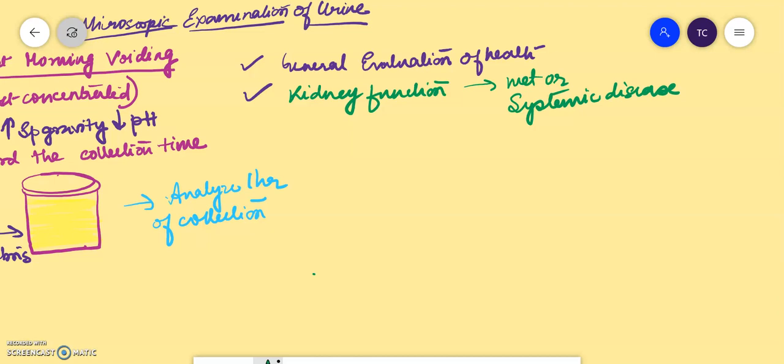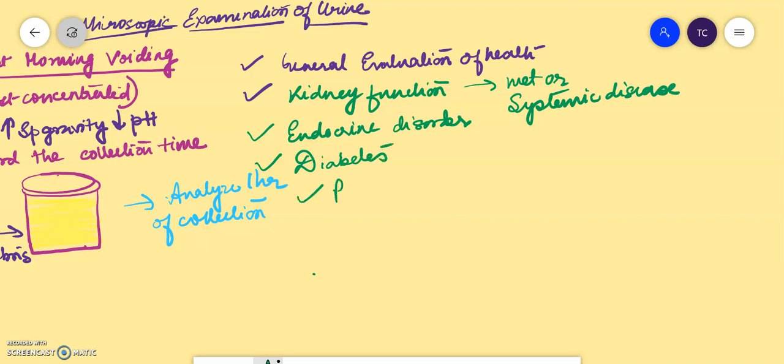Diagnosis of endocrine disorder, 24-hour urine studies are often ordered for this test, and diagnosis of disease or disorders of the kidney or urinary tract has to be there. So diagnosis of endocrine disorder can be done. Diagnosis of disorders of the kidney and urinary tract. Monitoring of patients with diabetes, that is very important. Testing for pregnancy and drug abuse. So many things can be determined by your urine analysis.